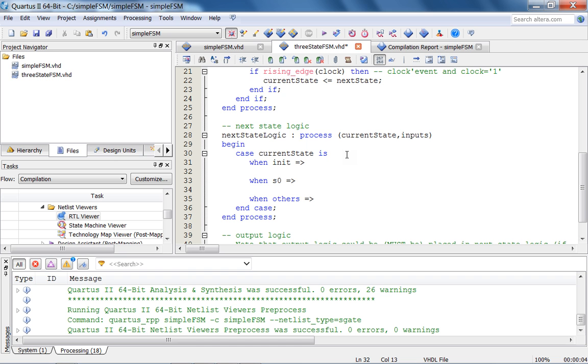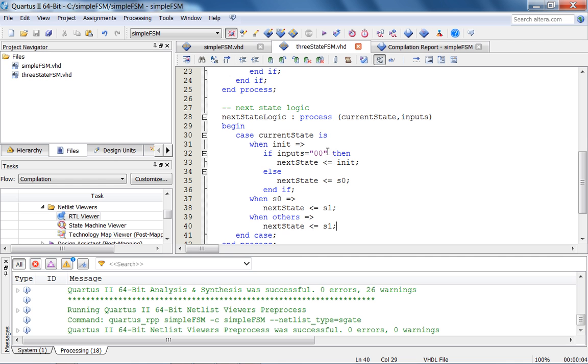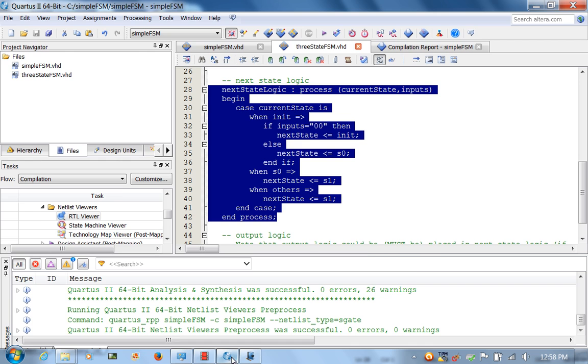So when init, now recall our state machine: if input is 0, 0, then you stay in init. Else, and I screwed this up, this doesn't make any sense, our next state is init, else next state is S0. And here, we just go to S1, and then here, we just stay in S1. Notice again the correspondence between this process and this picture.